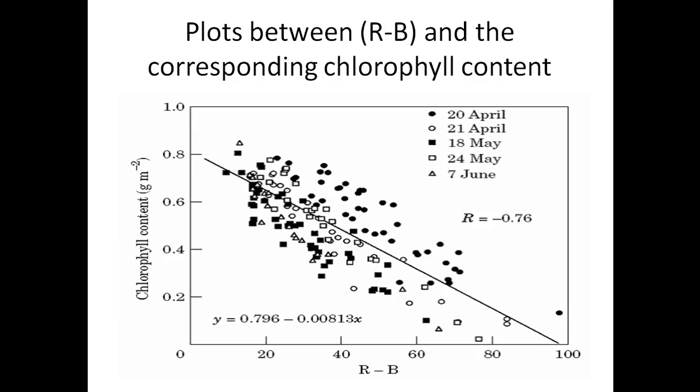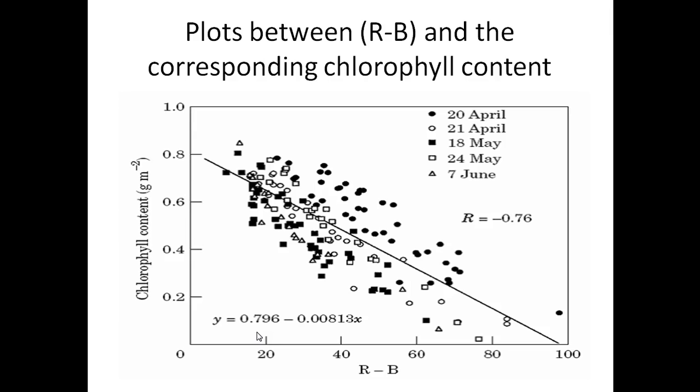As a result, we get a series of dots showing the different chlorophyll content, which is already given from the different RGB values. From this particular plot we find out the best fit graph. The best fit graph is shown by this particular line, and the equation of this best fit graph is y equal to 0.796 minus 0.00813x, where x is R minus B and y is the corresponding chlorophyll content.